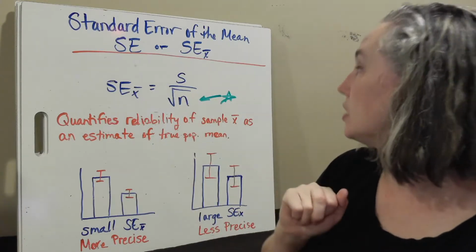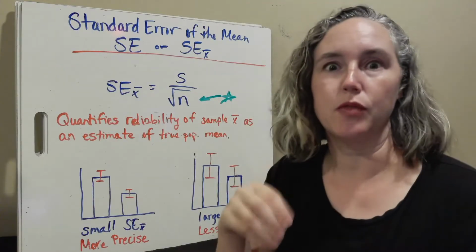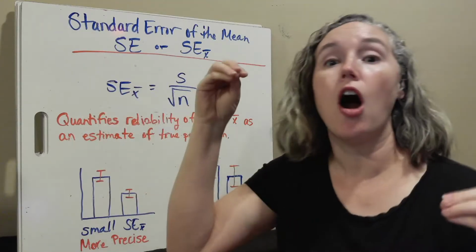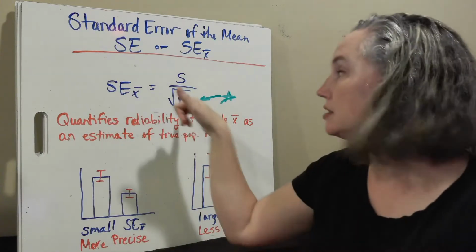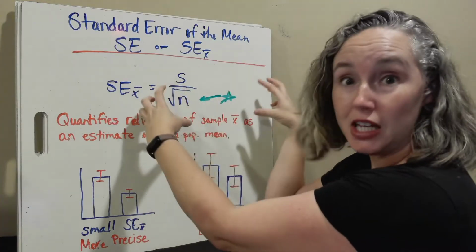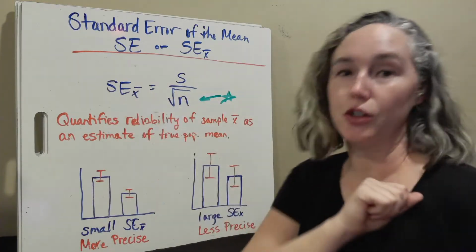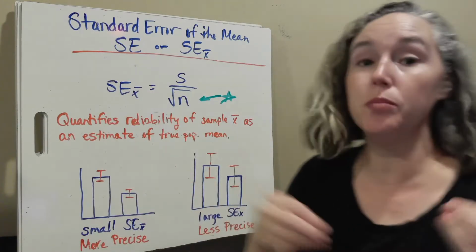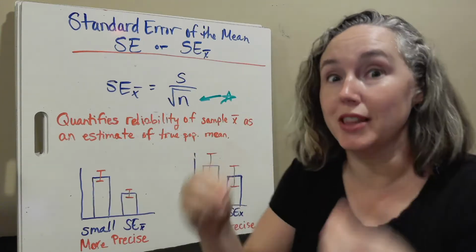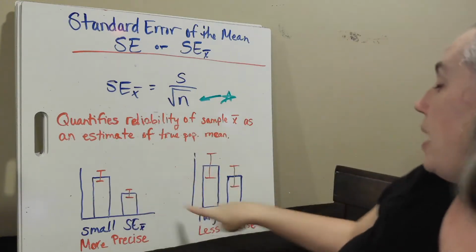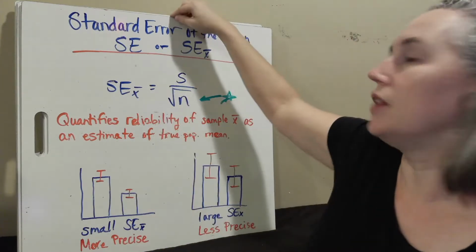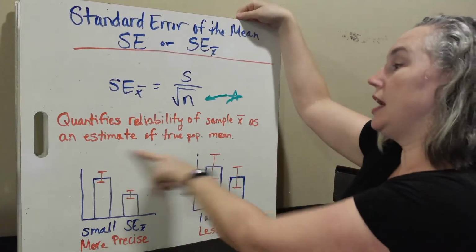This n is very important because, think about it, if your sample size is large, n and standard error are inversely proportional, right? This is in the denominator. So the bigger n gets, the smaller our standard error of the mean is. And the smaller our standard error of the mean is, the more precise and more reliable our data is. And the larger our standard error of the mean, the less precise it is, and the less reliable it is to be an estimate of the true population mean.